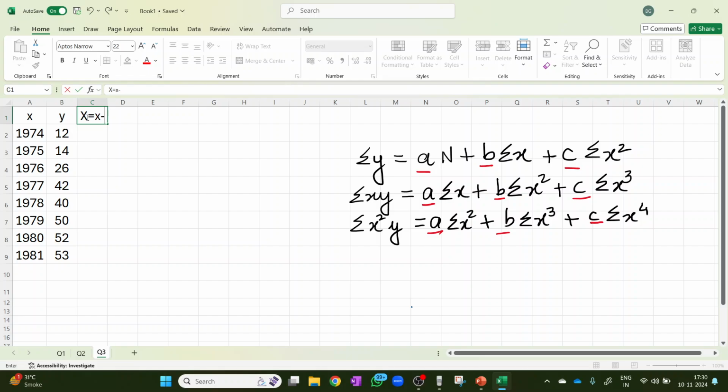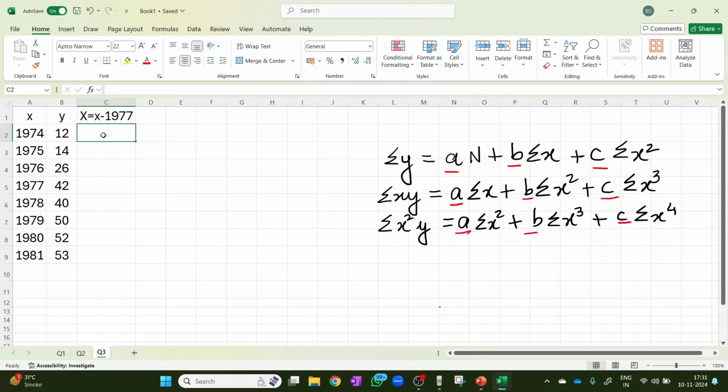Generally, we take the middlemost value. Because there are 8 observations, I am free to take either the fourth or the fifth. You can choose. Suppose I take the fourth, that is 1977. You can also take the fifth value, that won't be an issue. So from each of these values, we will subtract 1977. If I subtract, I get the first value as -3, then -2, -1, 0, 1, 2, 3, and the last value is 4. Each of the values of small x, I'm subtracting 1977. Y remains the same.